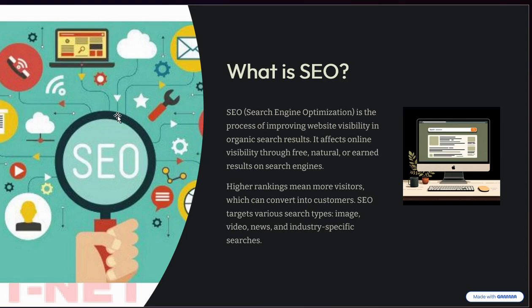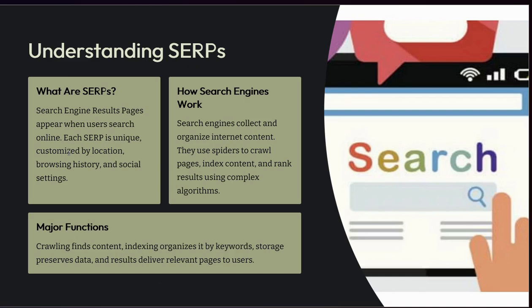So let's understand how it works. It all revolves around the SERP. SERP is the search engine result page. Whenever you search for something online, you get a unique SERP, customized based on your location, search history, and social settings. Let's break down what happens when you search on a search engine like Google. Google processes your query.